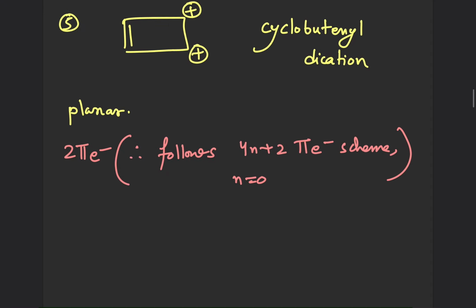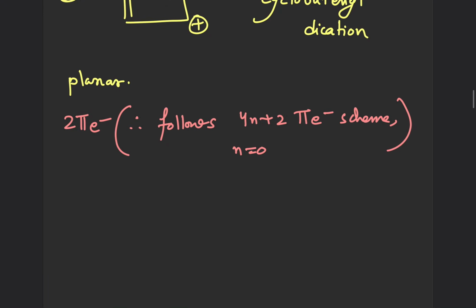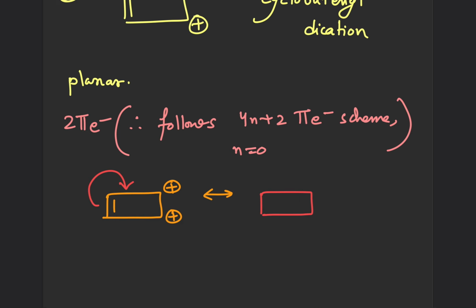If we draw the resonance structures of this guy, it will look something like this. I will move them here, so it will result in this. To draw the next one, I will move this pi electron here, so it will look something like this, and so on. Can you see these pi electrons are being delocalized? So therefore it is aromatic.